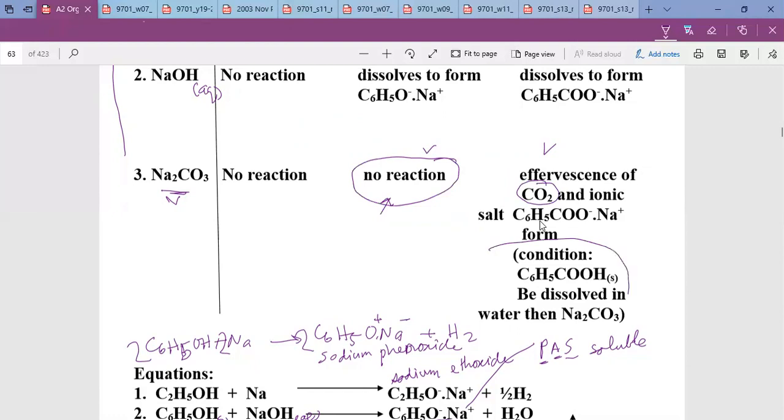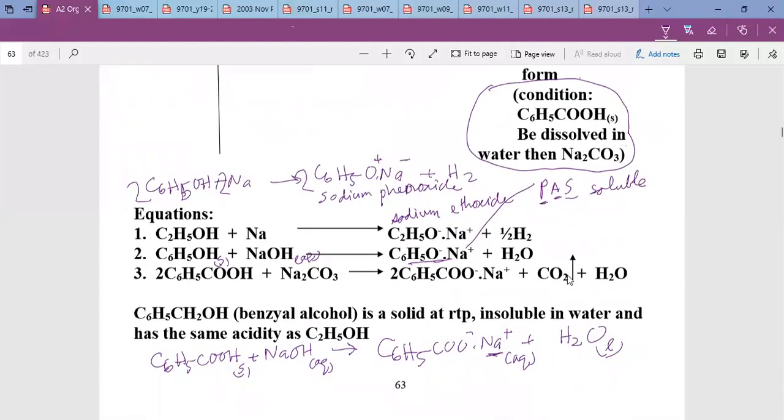A question came out one year. They ask you, what is the experimental procedure you will do before you do this experiment? Okay, you heat it in water to dissolve it before you put in sodium carbonate, giving carbon dioxide. And now here I'll give you the equation. Okay, you can go and write it in your notes or whatever. All right, I'll give you a question here.